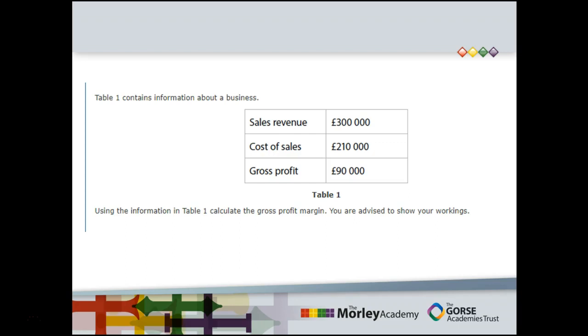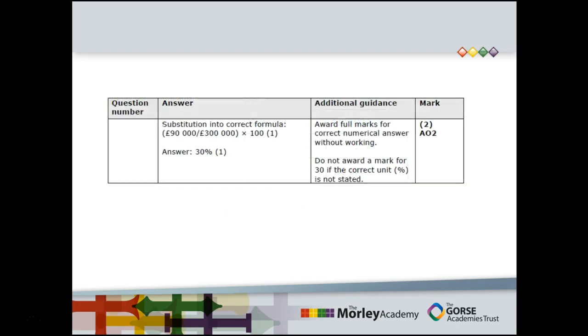Sales revenue, cost of sales, gross profit. Can you calculate the gross profit margin? It would be worth 2 marks. If you want to have a go at this, you can pause it. This would be the answer.